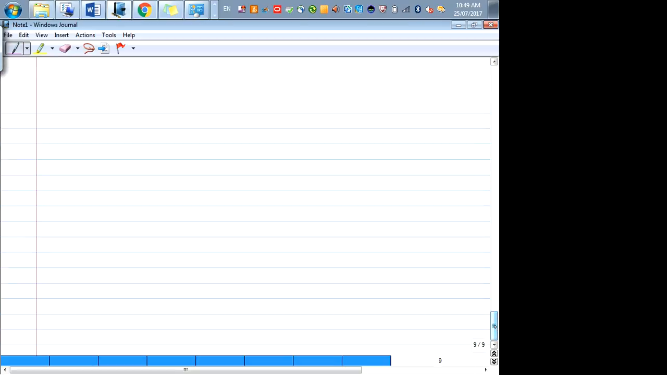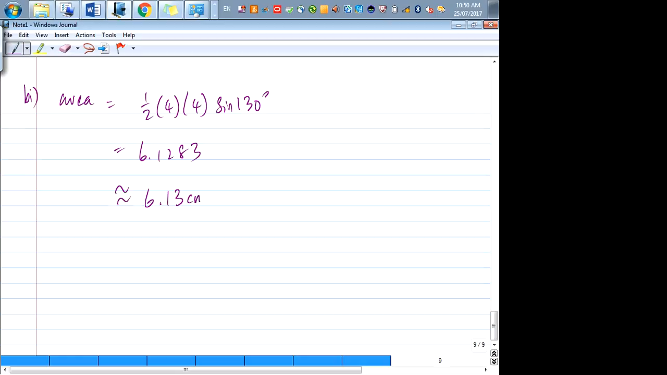Then B, part 1. Calculate the area of triangle POQ. Area equals half times 4 times 4 sine 130 degrees. That will be 6.1283, approximately 6.13 square centimeters.